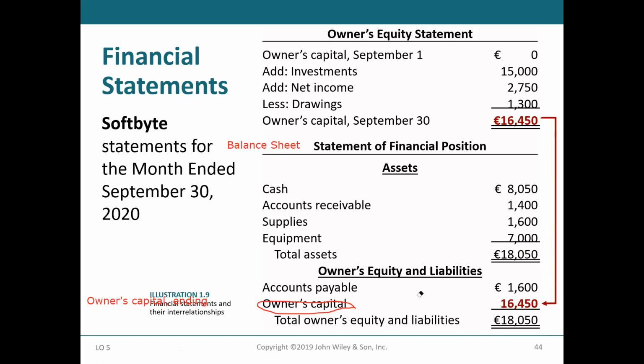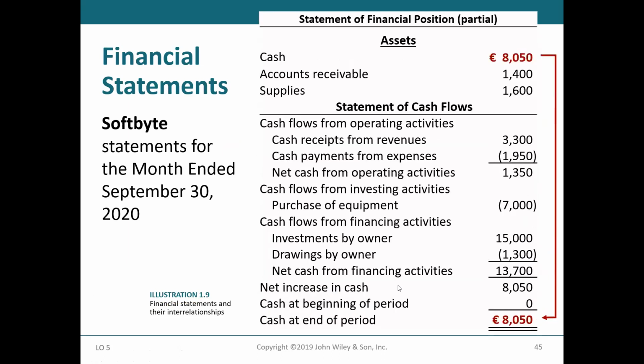All right, let's go to the last financial statement, which is called the statement of cash flows. The statement of cash flows shows how much cash goes in and out of the company. On the statement of cash flows, there will be three activities: operating activity, investing activity, and financing activity. It will show the cash flow from operating, investing, and financing.